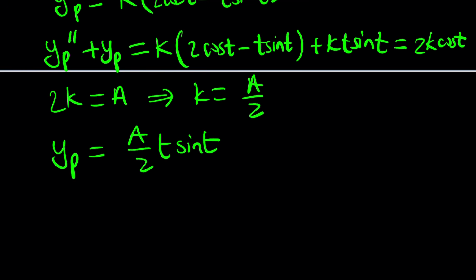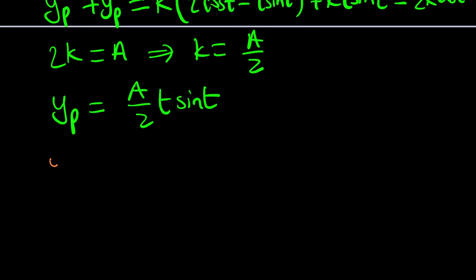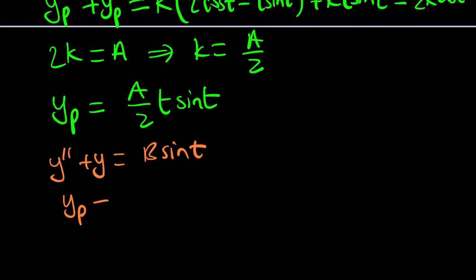Now let's go ahead and try the third piece of the equation. So now we're going to try y double prime plus y is equal to b sine t. And for this one, you can see from here that the particular solutions we have to assume has to be different every time. That's why we can't combine any of these. So I'm going to now this time assume something like k t cosine t. And then I'm going to do the differentiation and add them together.